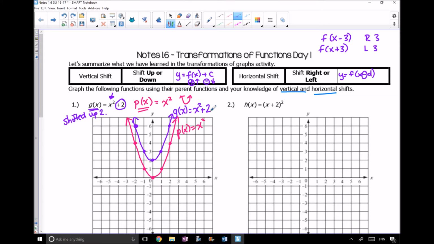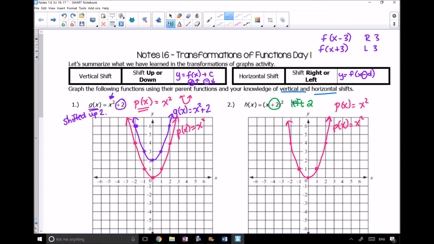Okay? Now in question number 2, this time the plus 2 is on the inside of my brackets, which means that you are adjusting your input. And remember, it's going to be the opposite direction. So this is saying that you are going to go to the left by 2 as opposed to going up by 2, because it's on the inside of what the parent function originally is. So our parent function is still p of x equals x squared. So I'm going to graph that out again: 0, 0, 1, 1, 2, 4, negative 1, 1, and negative 2, 4. And so here's my original parent function.